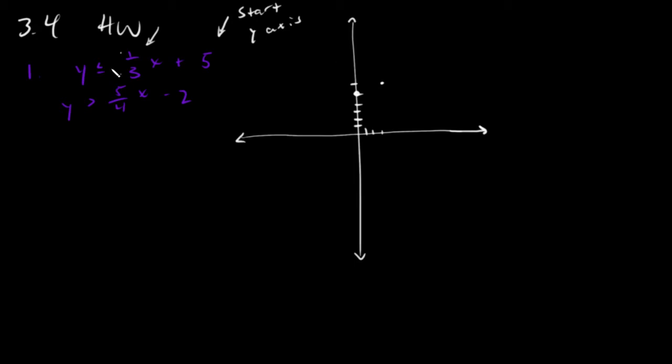Okay, and then it's going to be a solid line, and I'm going to do that in a different color. It's solid because it's equal to, right? If it's equal to, it's solid.